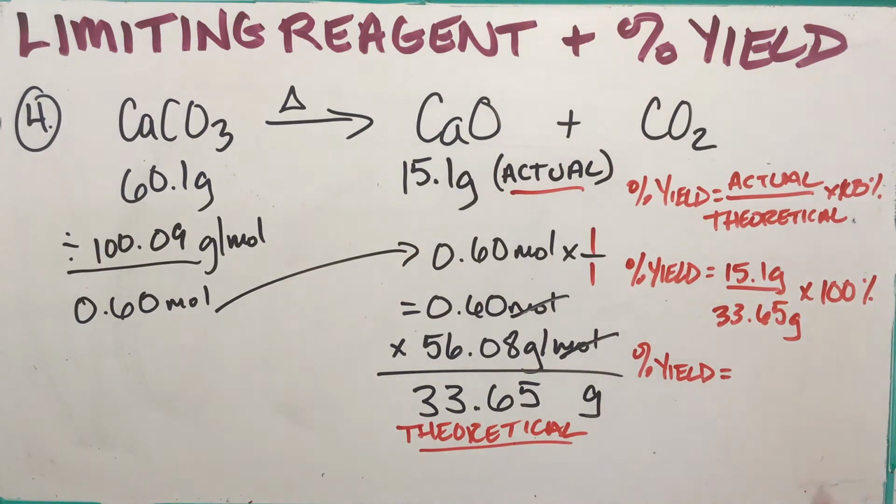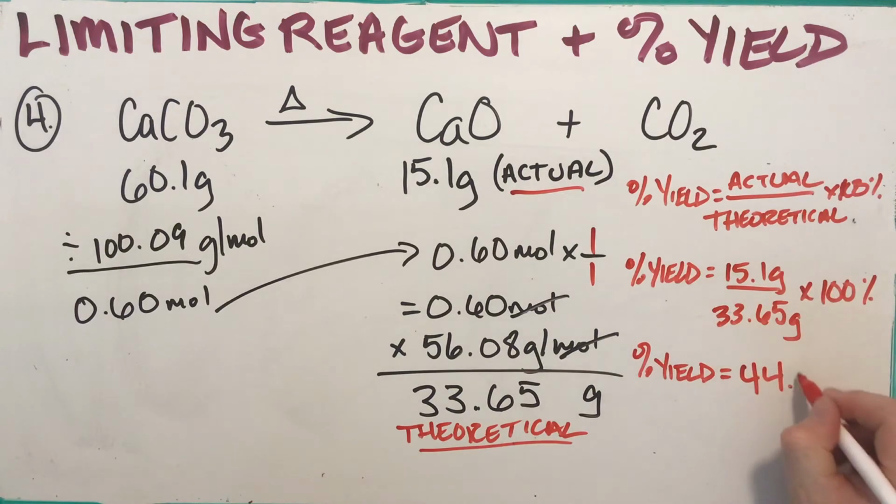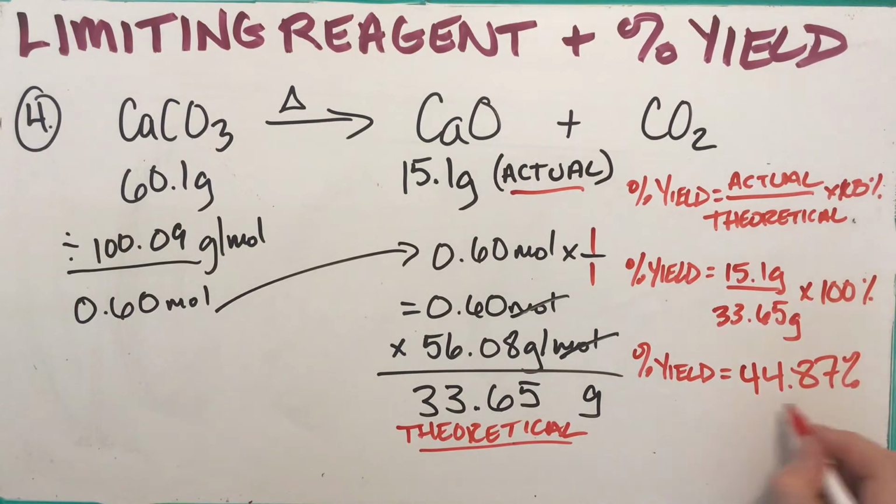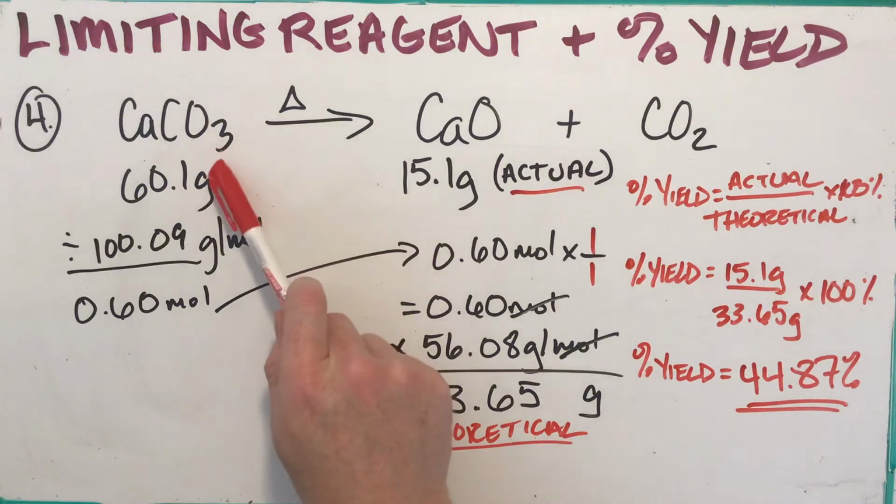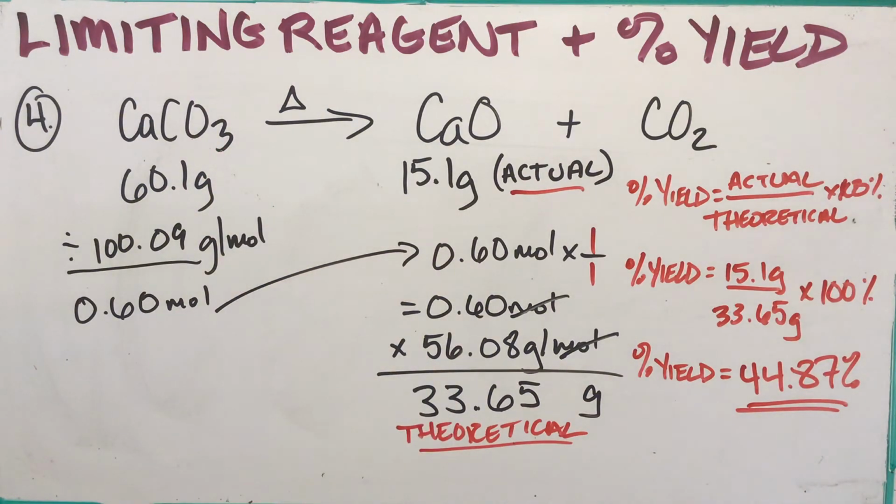Anyway, divide this out. It's a very poor percent yield, only 44.87. So if I was running this experiment, that's what I got. I'd check for impurities in this substance, see if it was actually pure, or I'd be looking at my equipment and seeing if something was damaged, or if I just made human error and mismeasured something. But that's number 4 done. Nice and easy.